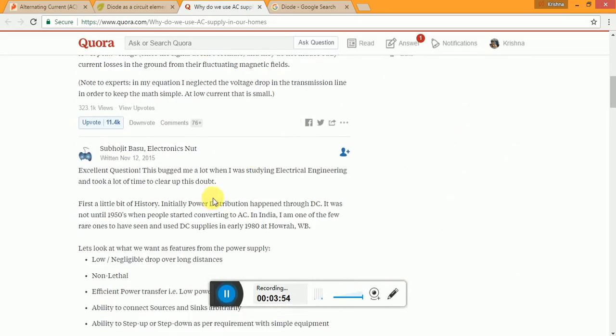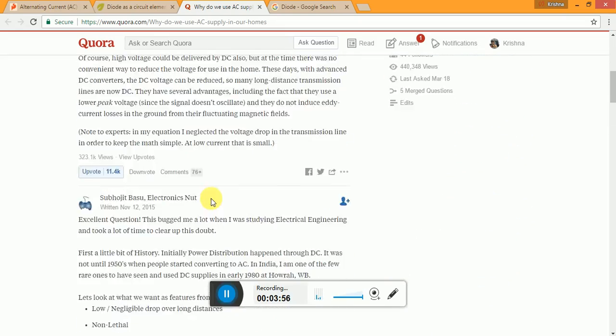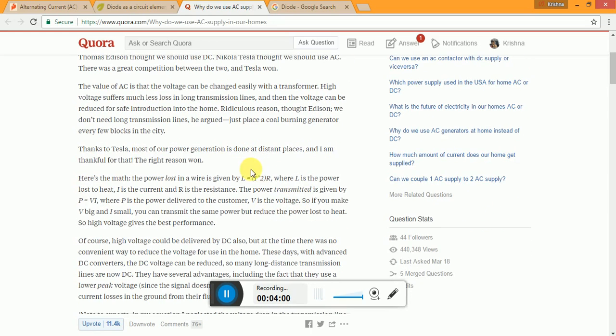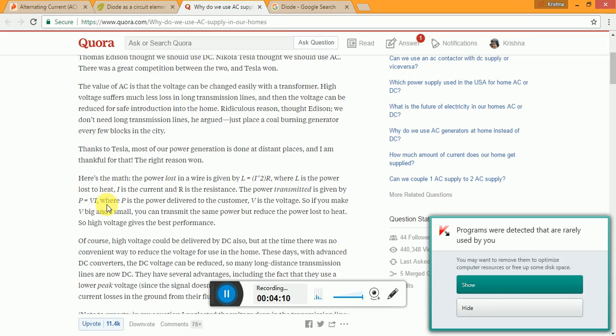So the first two answers, if you read, I think that will be sufficient. The basic essence of that is you have two equations that govern the power generated when you're trying to transmit electricity from the generating station to your house. So you have L is equal to I square R and P is equal to VI.